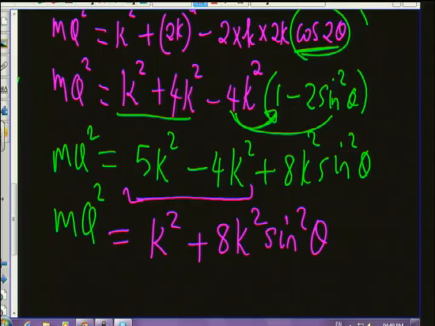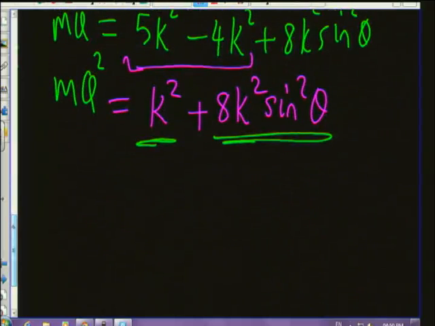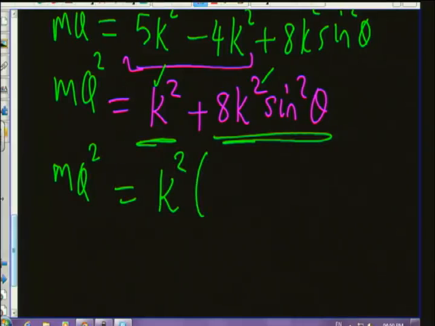Now remember, this is a term on its own, and this is a term as well, and they're separated by a plus operation sign, so we can take out a common factor, which in this case is k squared. I've got k squared before the operation sign and after the operation sign. So MQ squared equals the common factor k squared, bracket, and I'm now left with 1 plus 8 sine squared theta. Okay guys, don't panic, we're getting there.